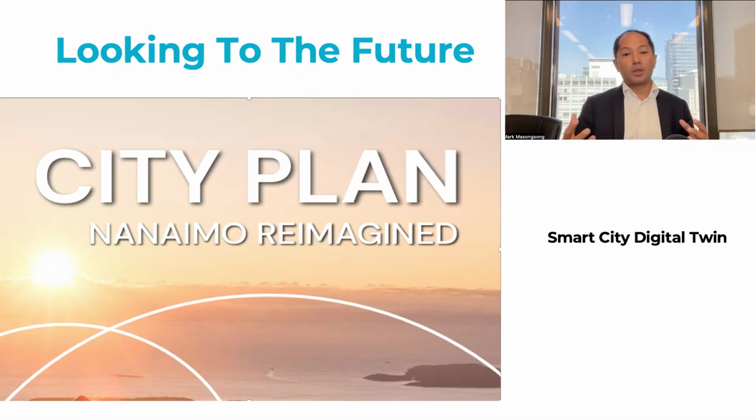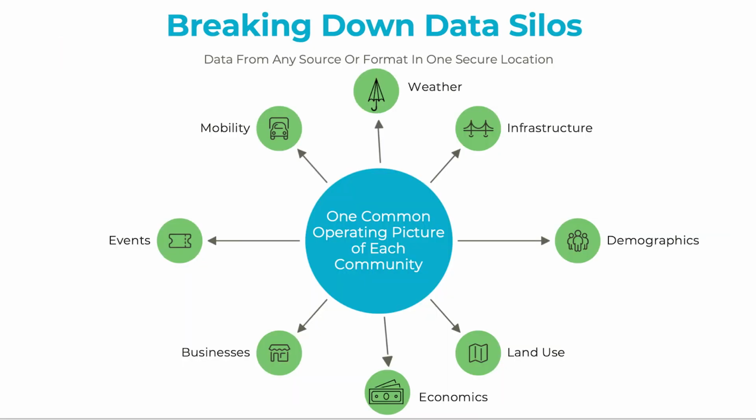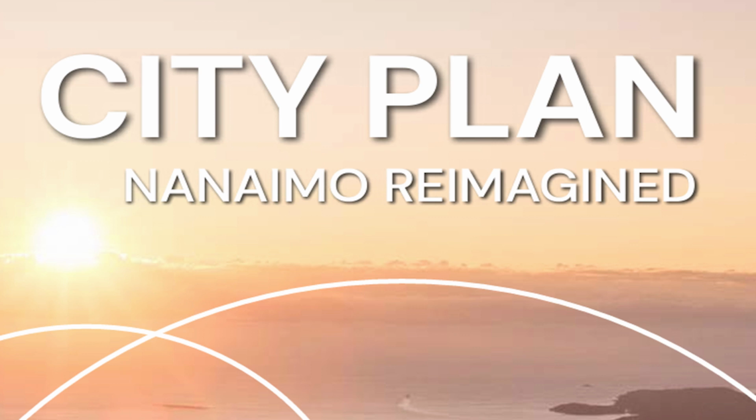One of the reasons why UrbanLogiq is excited to work with Nanaimo is because of their long-term vision encapsulated in the city plan called Nanaimo Reimagined. Nanaimo is planning to increase their population by 40% while still maintaining economic equity, environmental sustainability, and social inclusion. And one of the challenges with that is you have to look at it from a multidimensional view. How do demographics, businesses, land use, infrastructure, weather, events, mobility, all of these play together to create one common picture of community impact? And Nanaimo Reimagined is a plan on how to do that.